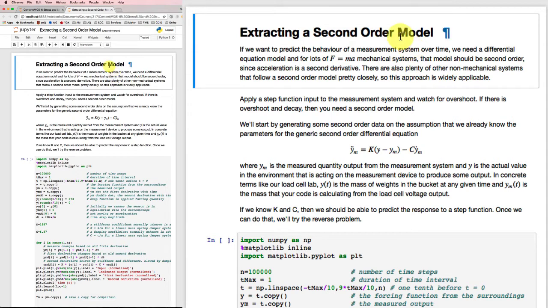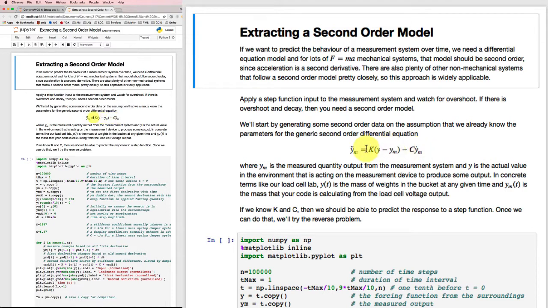So the technique that we would follow is we'd apply a step function input to our measurement system in the real world and watch for overshoot. If there's overshoot and decay, if it goes up and oscillates back and forth and damps out after a while, then we know we should be able to get a reasonable approximation from a second order model. And we can take a generic second order model like this.